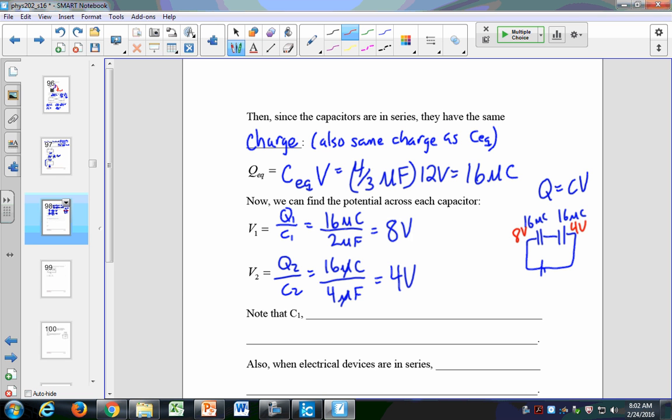Also note that C1, which has half the capacitance of C2, has twice the voltage. Remember, Q is CV. If C is big, V is small. Or if C is small, V is big. Getting that straight in your head will really help you a lot on this next test, because it'll help you to see the circuits a lot better.